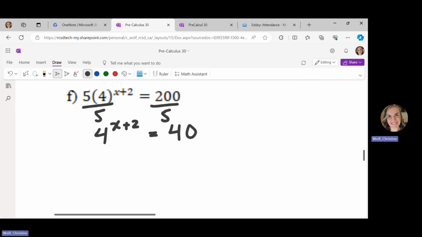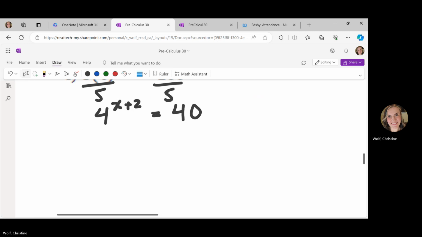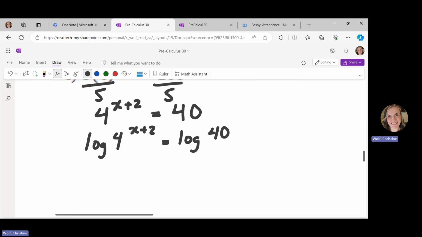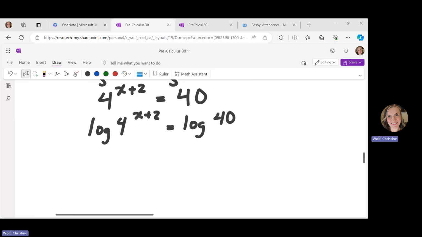Okay, I cannot rewrite 40 as a base of 4 or a base of 2. Okay, so when that's the case, you have to take the log of each side. So I have log 4 to the x plus 2, and log of 40. Okay, just like I did in the previous question, that x plus 2 is going to swing in front. And then I just have log 4 and log 40.